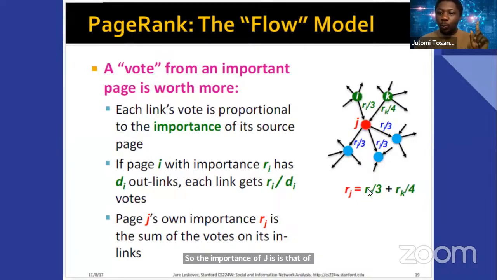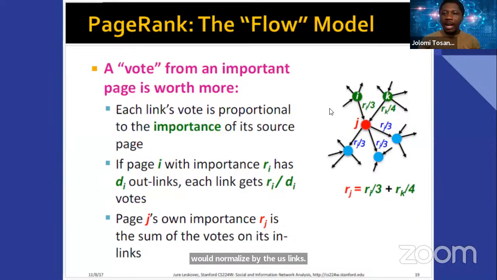But then why didn't we just do R_I plus R_K? Because I also has some out links. So if the importance of I is R_I and I has three out links, we divide it by three. For every website that you get to from I, it's as though I is giving you a third of its importance, right? Because it has three out links. So that's how we normalize by the out links here.